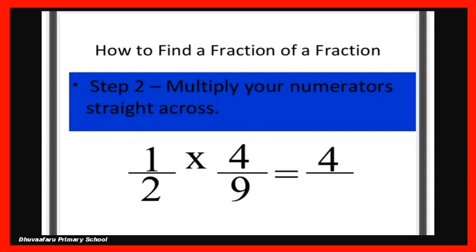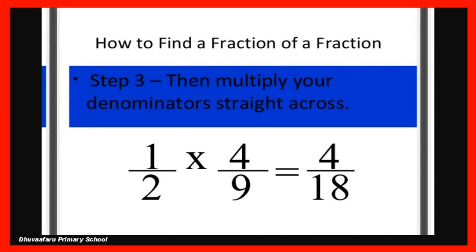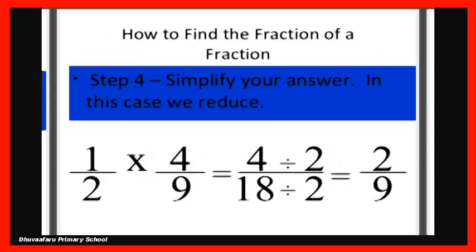Second step, multiply your numerators straight across. So you have to multiply the numerators. 1 times 4 equal to 4. 2 times 9 is equal to 18. So 4 by 18, we have to divide and reduce it by 2. 4 divided by 2 is 2, and 18 divided by 2 is equal to 9. So 2 by 9 is the answer when we reduce the fraction.